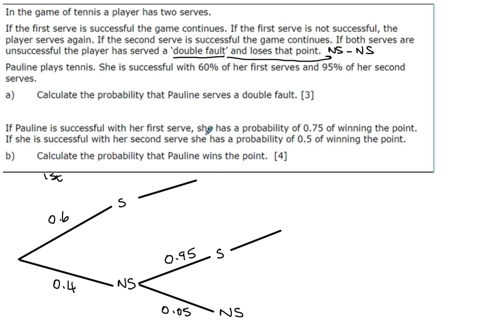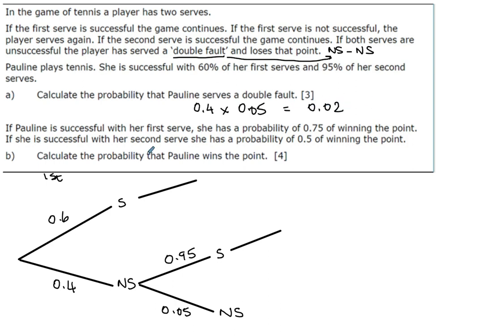Calculate the probability that Pauline serves a double fault. So if it's not successful, not successful, that would be 0.4 times 0.05. Remember that times is followed by, and you get 0.02.